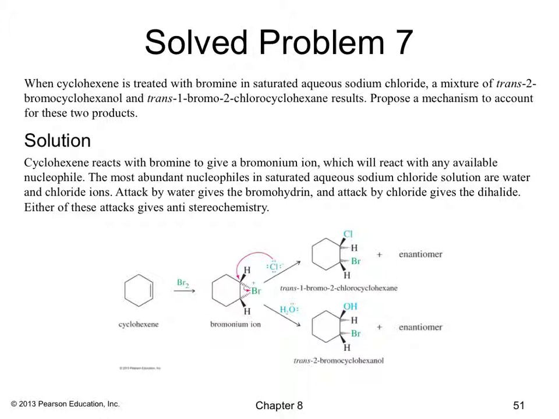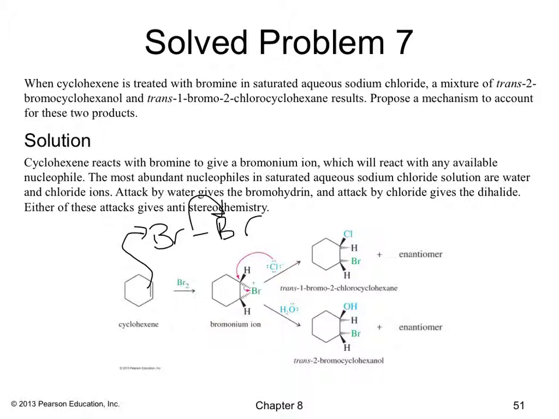Let's do another problem. When cyclohexene is treated with bromine in a saturated aqueous solution of sodium chloride, a mixture of trans-2-bromocyclohexanol and trans-1-bromo-2-chlorocyclohexane results. Propose a mechanism to account for that. So the first step, you have your cyclohexene, you have your dibromine, right? This you should show. And then you have attack from your nucleophile, which is the double bond, forming the bromonium ion shown here.